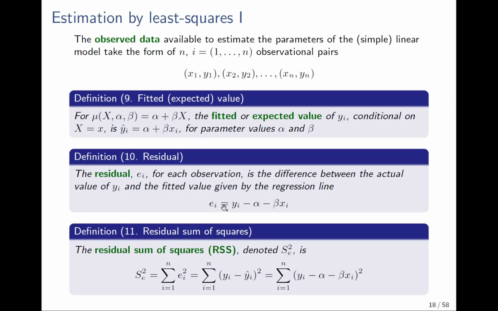And then we're going to define a quantity known as the residual sum of the squares. We denote it by S subscript e squared. It's the sum of the squares of the residuals, that is, the sum of the squared values of the observation on y minus the fitted value, which is equal to the sum of (y_i minus alpha minus beta times x_i) squared. And that is the quantity that we're going to try and minimize.